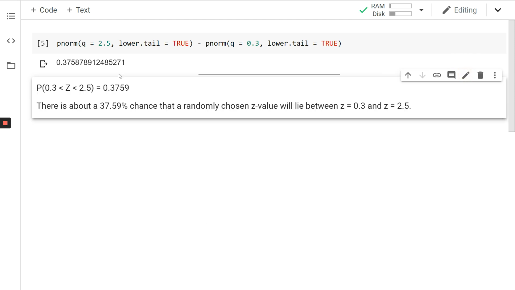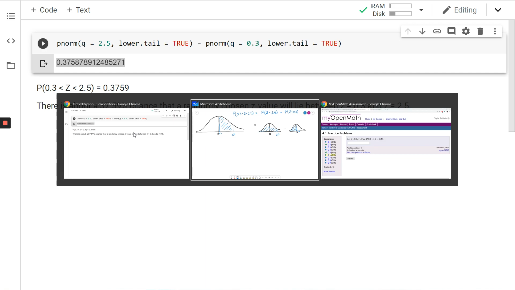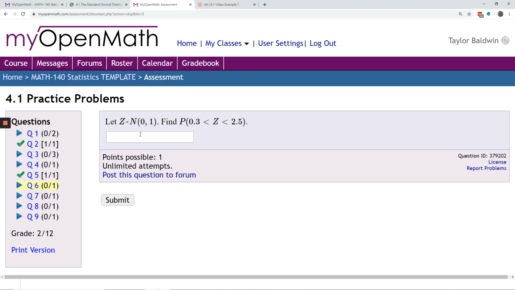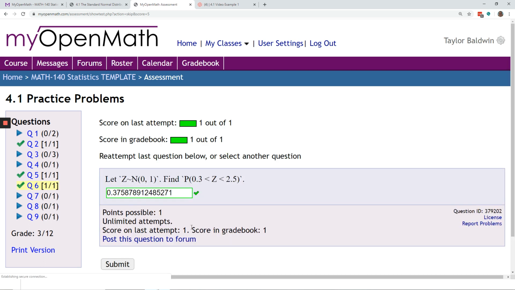Okay, so let's finish it off by copying this value and putting it into our actual solution box. Submit, and we have it.